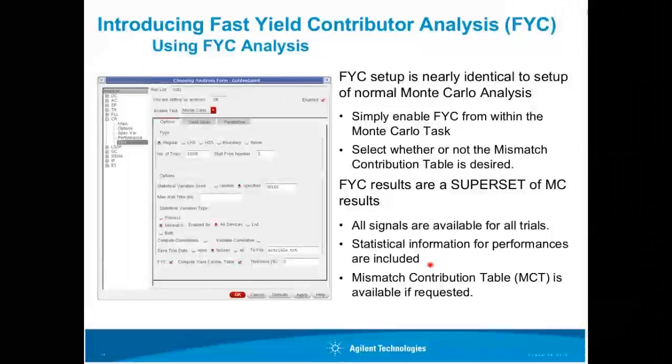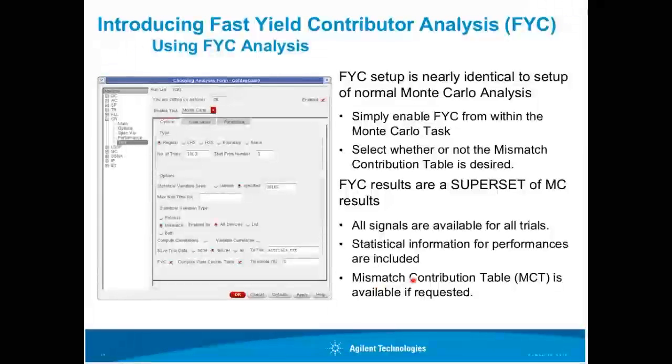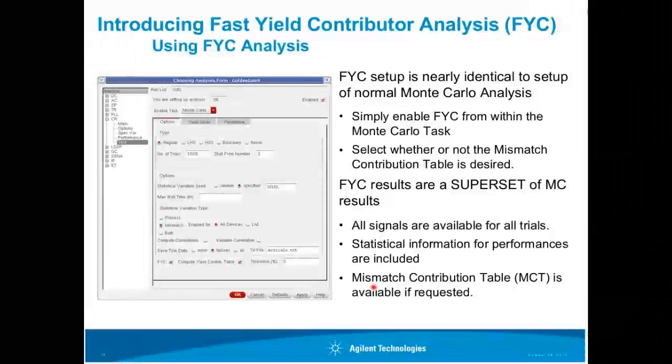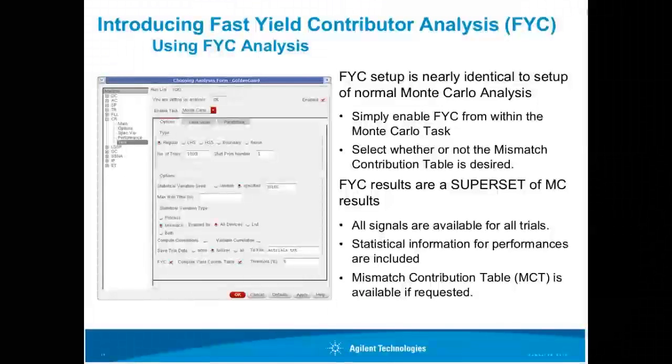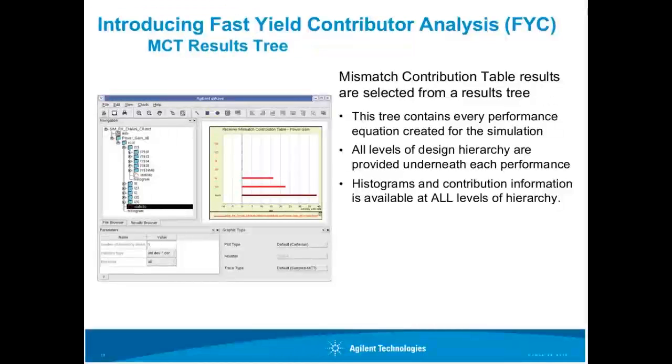But if I turn on the Compute Yield Contribution Table to calculate my mismatch contribution table file, then I additionally get this mapping information between my variation in my figures of merit and the circuit devices that impacted it. If I do have that option on, I will get a new type of result, which is the mismatch contribution table tree. It's available in the Agilent QWave tool, and what it does is you have your performance.